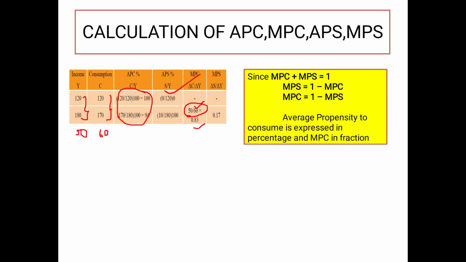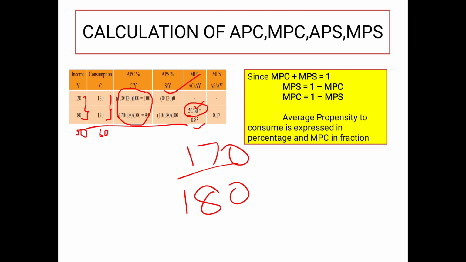Now the next row: the income is 180. How much are you spending? 170 for consumption. How much is remaining? 10. I hope you have understood this part. Marginal propensity to save, you have understood about it.